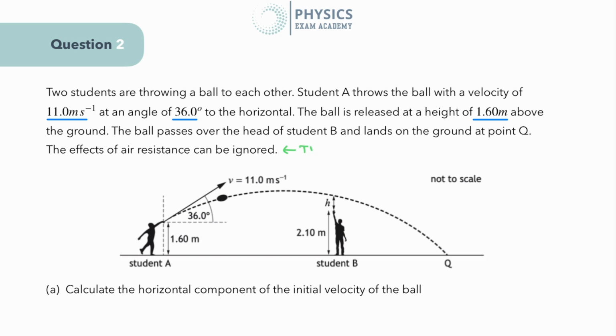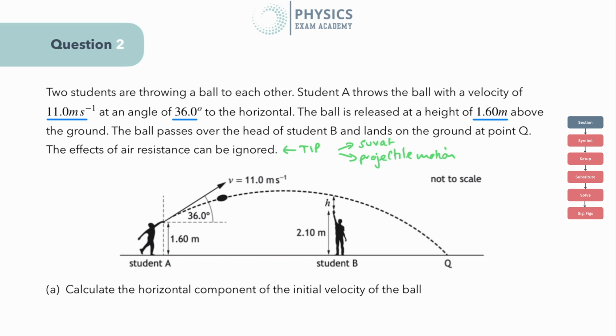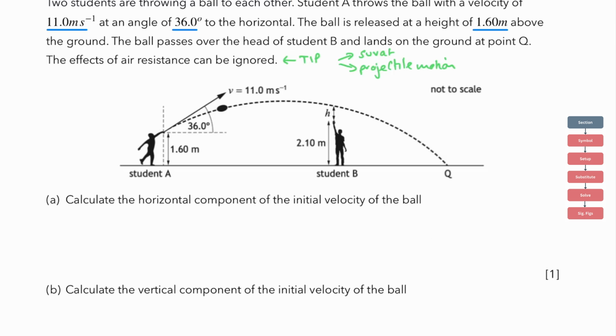A little tip here. When air resistance is mentioned, it's usually looking at SUVAT equations or projectile motion. So that gives us a little bit of a tip about what section of the data booklet to look at. Calculate the horizontal component of the initial velocity of the ball. We want to know what the horizontal component is. We know that the initial velocity is 11.0 metres per second and the angle is equal to 36.0 degrees.